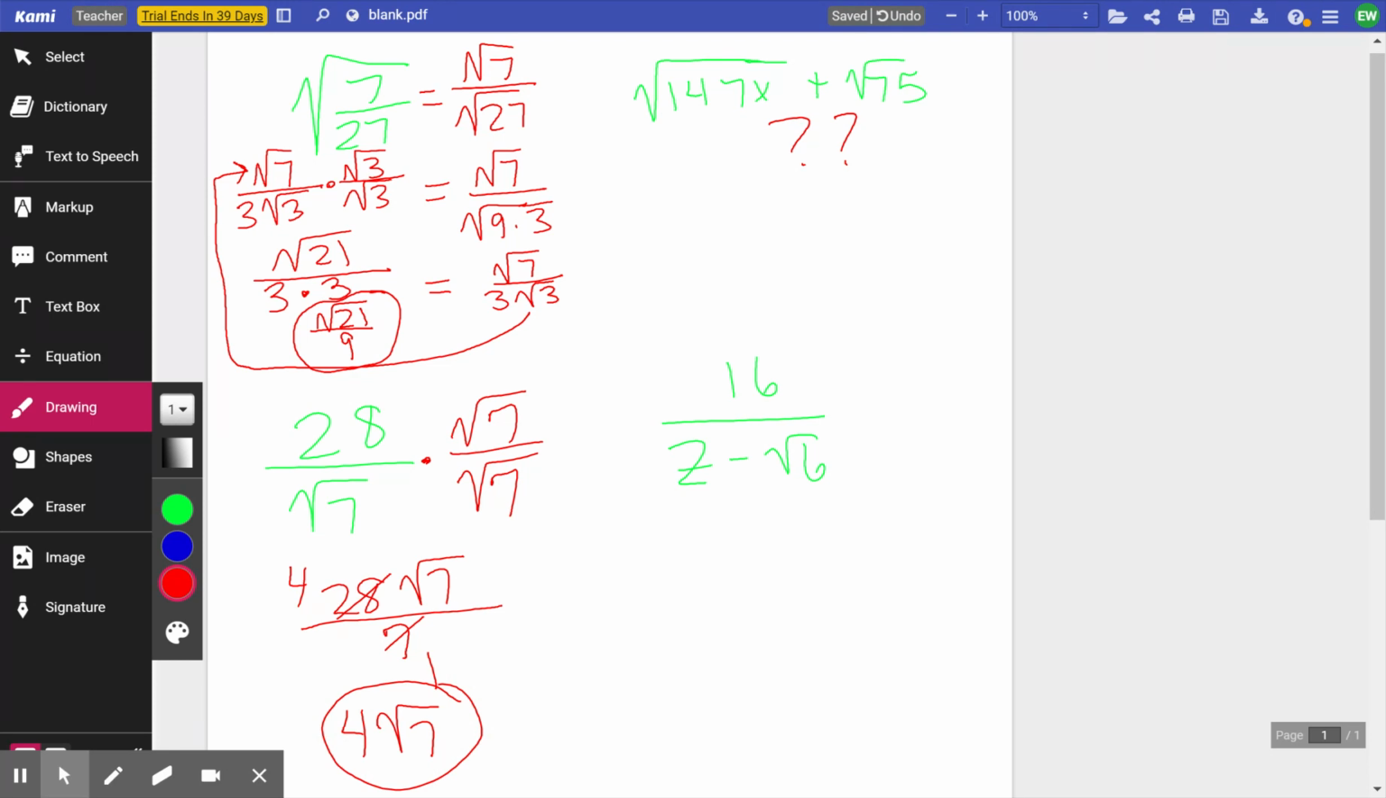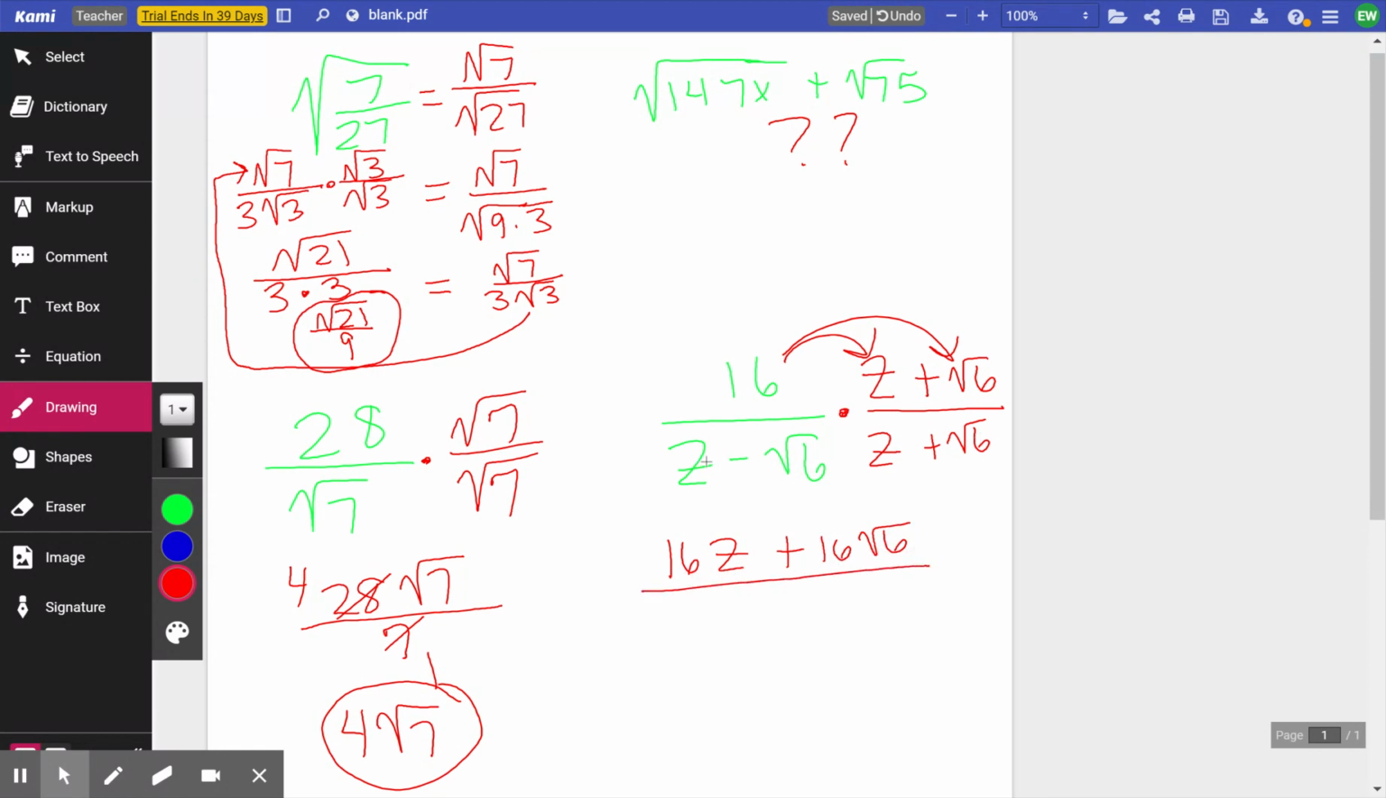For this particular problem right here, the way we eliminate the square root, we have to multiply by the conjugate of the denominator. The conjugate is when I change the sign of the middle term, okay? And in the numerator, I will need to use the distributive property because I'm multiplying 16 times all of that. That's 16z plus 16 square root of 6.